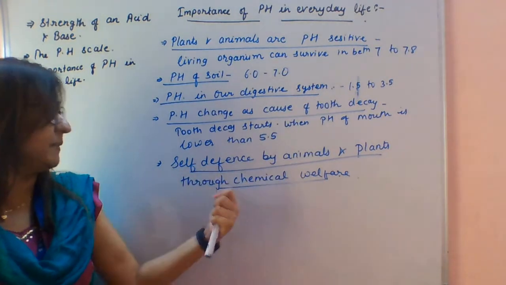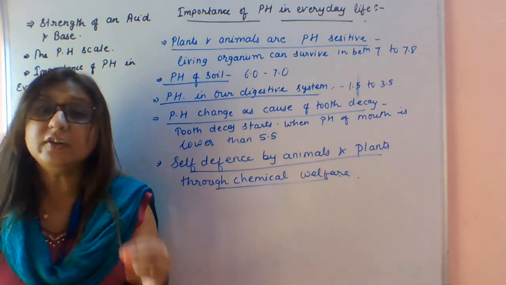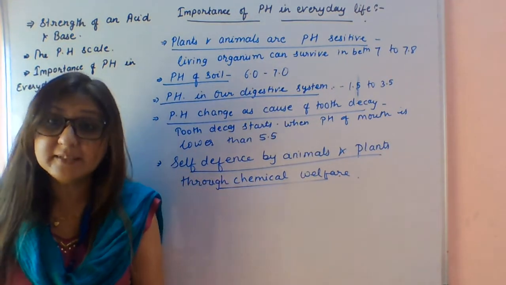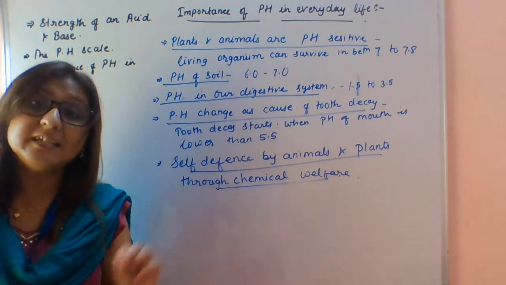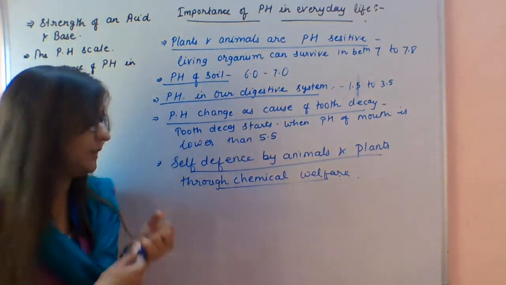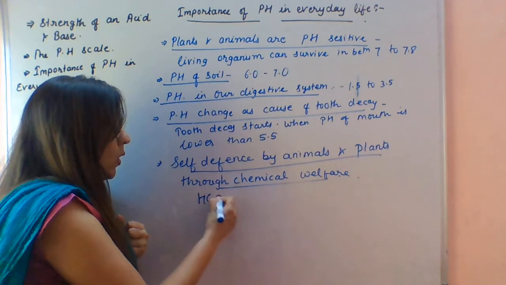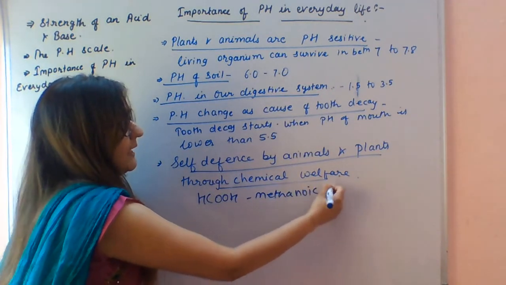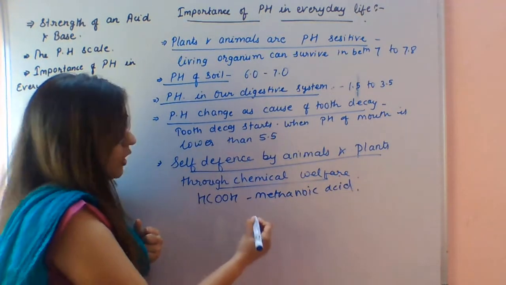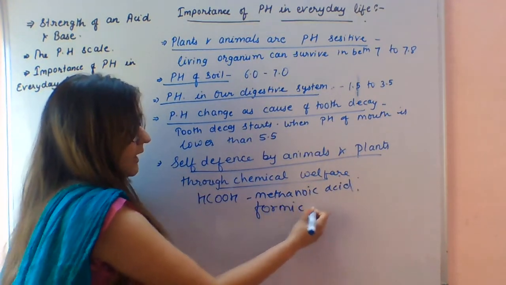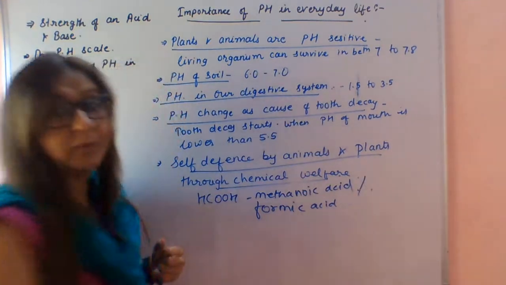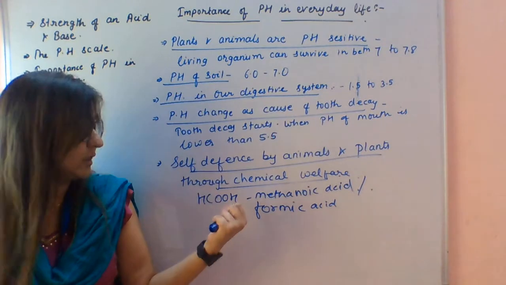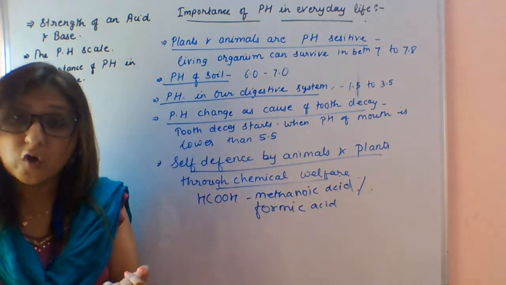Next, self-defense by animals and plants through chemical warfare. You have often heard that ants sting you, or honeybees sting you. They release methanoic acid, HCOOH. Methanoic acid is also called formic acid; both are the same. So the ant sting or honeybee sting contains an acid called methanoic acid or formic acid.